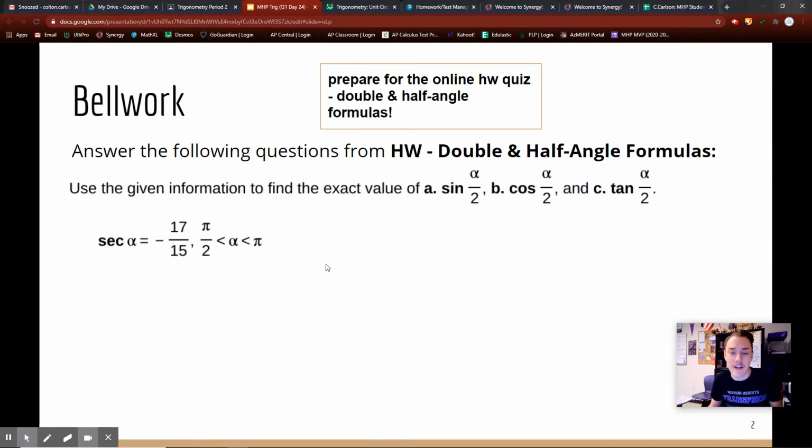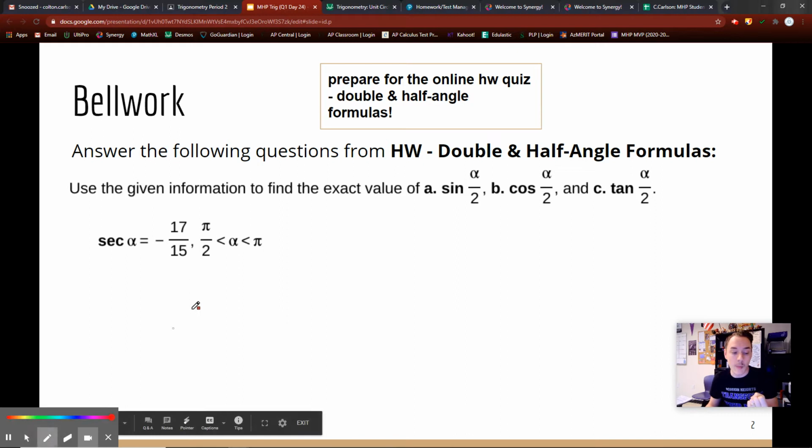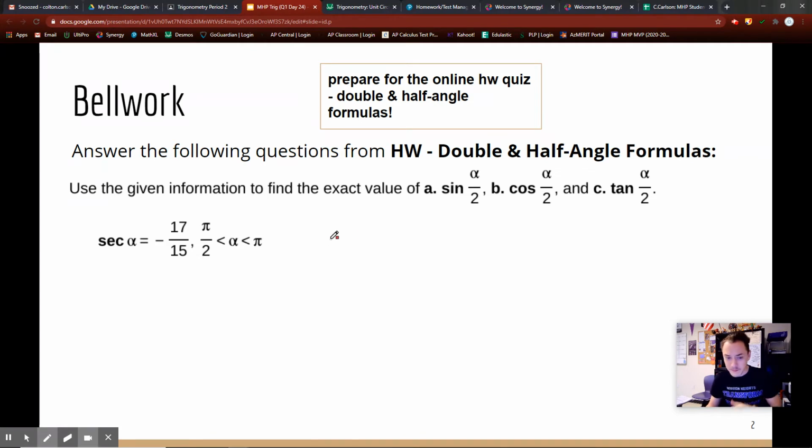This is the only question I have for bell work that I want to get through. It's very reminiscent of what we did in the previous video for 6.3, and I hope we learned a lot there about the structure of half angles and double angles. First thing I want to notice is this is my actual interval. They tell us secant of alpha equals negative 17 over 15. I need to know exactly which quadrant I'm in. This is pi over 2 to pi, which means I'm in the second quadrant.